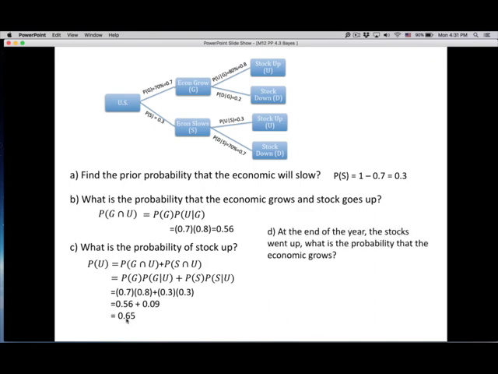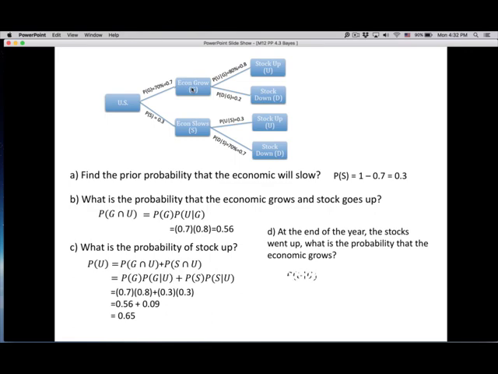Okay, last one. At the end of the year, the stock went up. What is the probability that the economy grows? This is asking for Bayes' theorem. We have the given information: at the end of the year, the stock went up. We use this given information to find the probability that the economy grows. So that's Bayes' theorem.